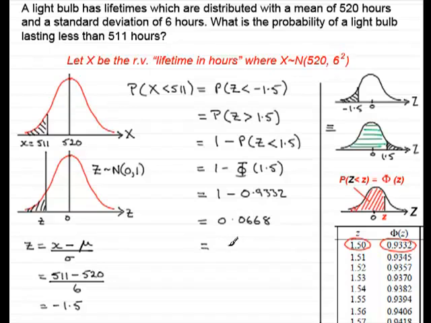and we need to round this to say 3 decimal places, and this would be 0.067 to 3 decimal places. And there you have the probability then of x being less than 511: 0.067 to 3 decimal places.